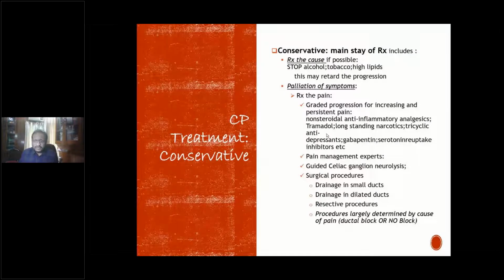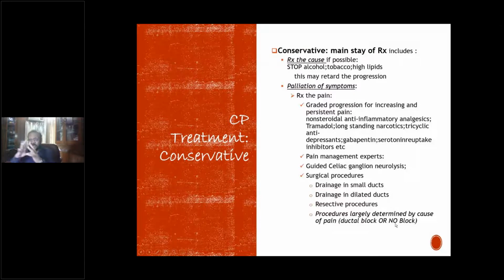If not responding, then you resort to a pain management expert, and there you've got a number of options. One, it could be a guided celiac ganglion neurolysis, where you block the celiac ganglion, so you're cutting the sympathetic fibers coming to the pancreas, and those sympathetic fibers are carrying pain for you. Or you can go in for a surgical procedure. If you find that the duct is involved, you can go in for drainage of a small duct, drainage of a dilated duct, a dissective procedure, or procedures largely determined by the cause of pain, that is, ductal block or no block.